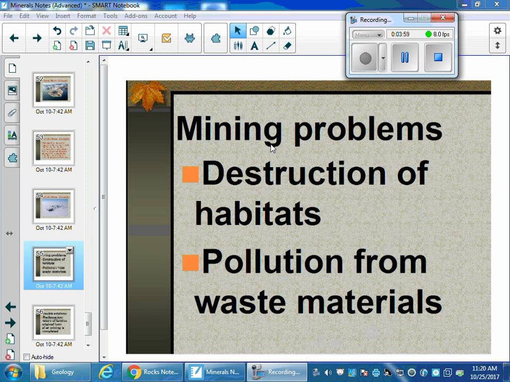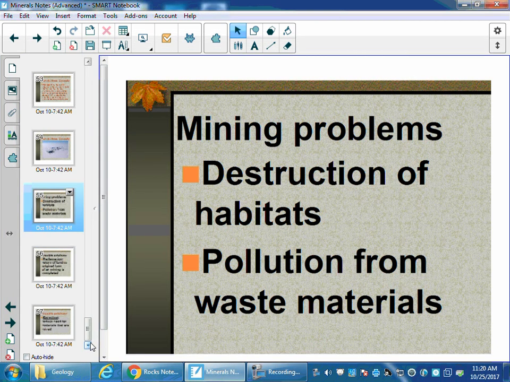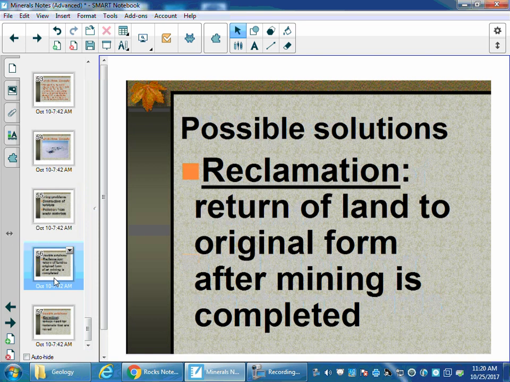Those can be a problem, and we're going to talk about the pros and cons of different types of mining, especially with a new type of mine that is potentially going to be happening in Minnesota, and we'll discuss that more in class.